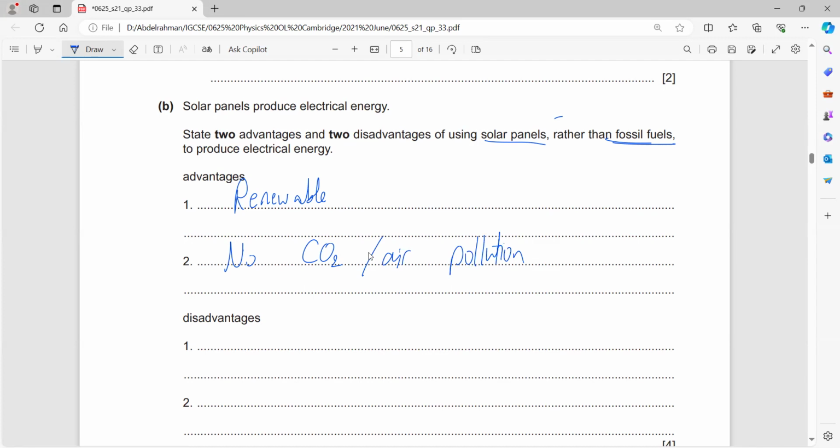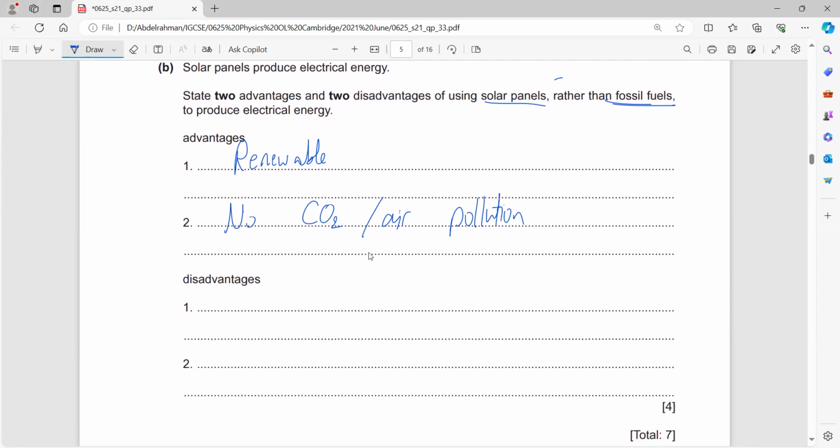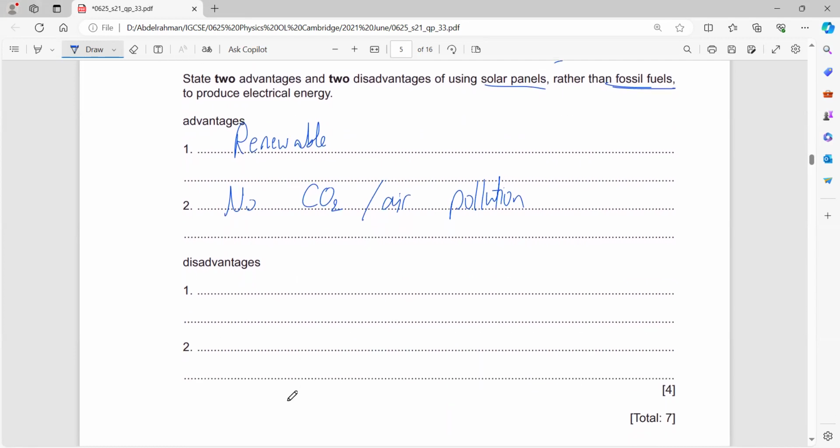State the simplest advantages you can think of. Someone said eco-friendly, but eco-friendly is a very vague word. Preferably, we can write that it doesn't produce any carbon dioxide emissions, it does not contribute to global warming, and it does not contribute to acid rain. Now, what about the disadvantages?